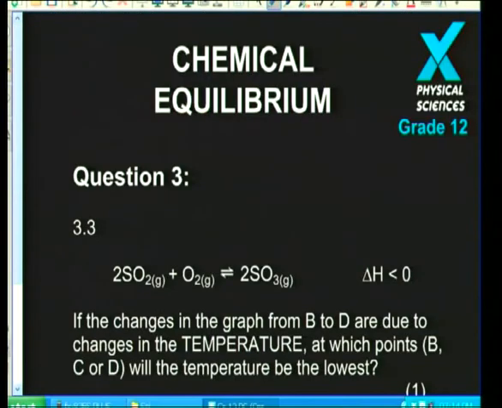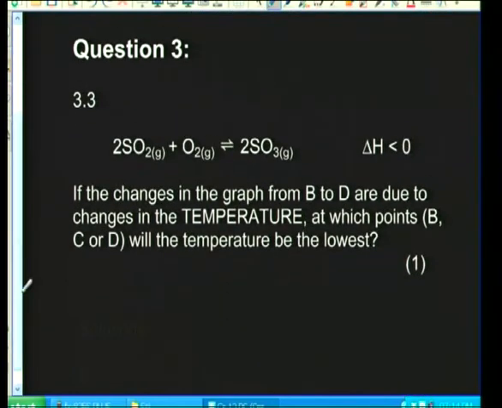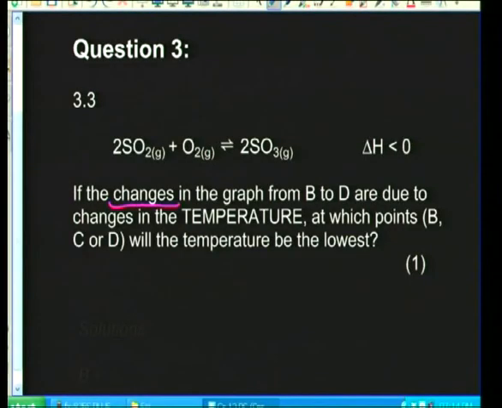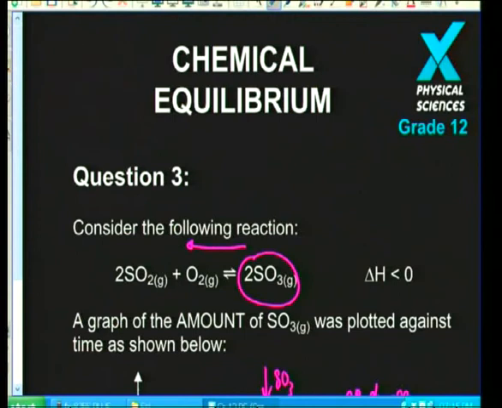Let's tackle some more questions. We get asked a little bit about the graph, so I'm going to have to jump back to the graph in a few moments. But they're saying to me that if the changes on the graph from B to D are due to changes in the temperature, then at which point B, C, or D will the temperature be the lowest? So I'm looking for where would I find the lowest temperature if I looked at that graph. And I'm going to jump back 3 slides to my graph.